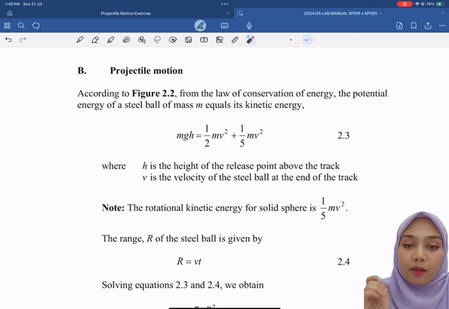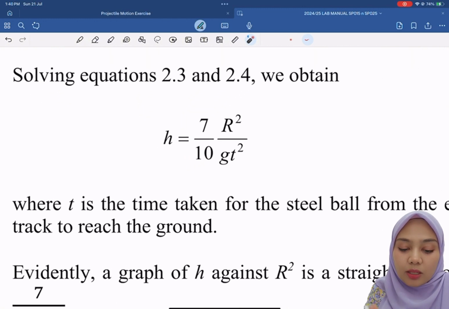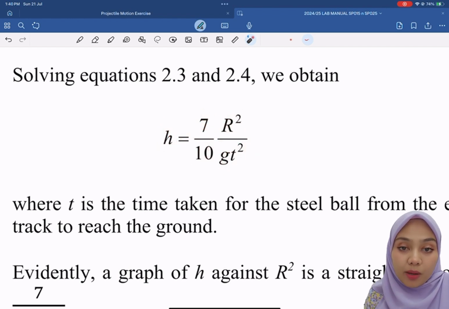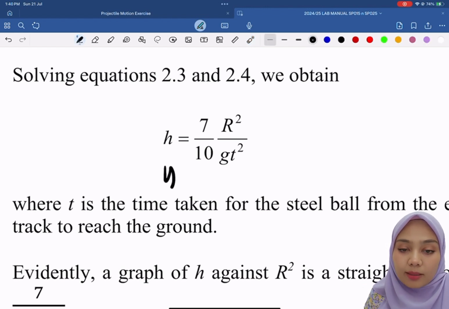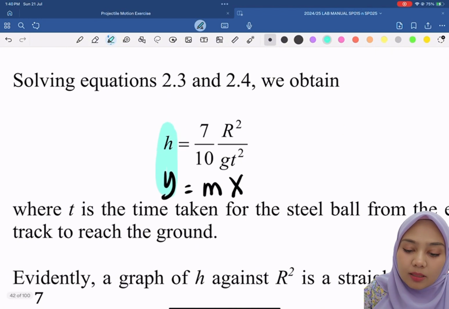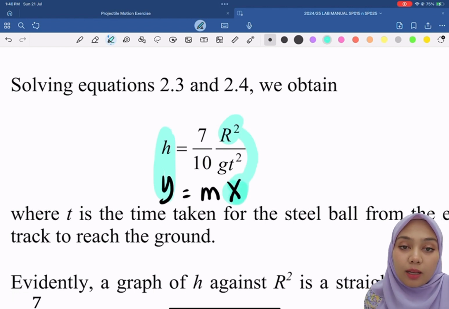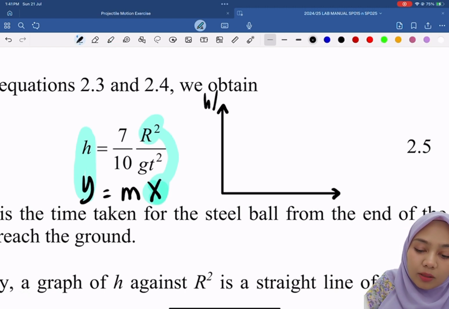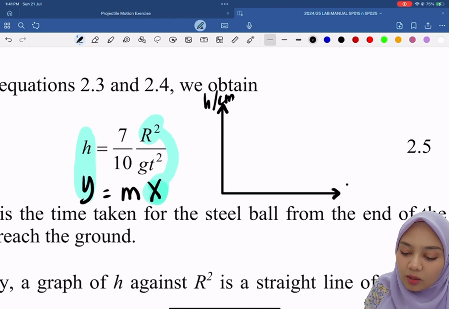Next we have the second experiment, which is the projectile motion. The equation that we'll be using is h equals 7 over 10 times r squared over g t squared. Then we're going to compare it with the linear graph equation, y equals mx. So we get our value on the y-axis as the height, and the x-axis is r squared. If you sketch the graph, it's going to be like this: h in centimeters, and r squared in centimeters squared.